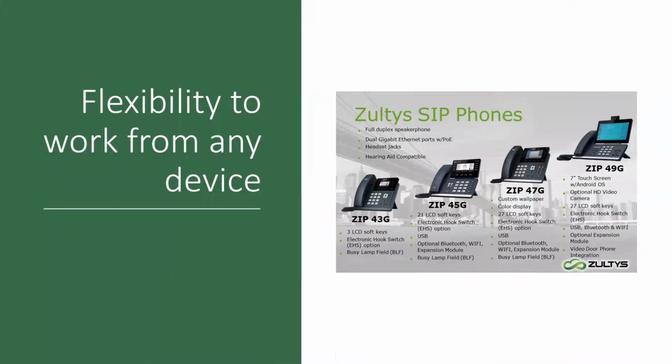Here are our Zultys branded endpoints for users. We make a very basic model, such as the 43G on the left-hand side here, as well as a very cool Android touchscreen Wi-Fi enabled 49G phone with optional video camera that's depicted here in the top right. It's very cool and it can be used much like your typical Android device.